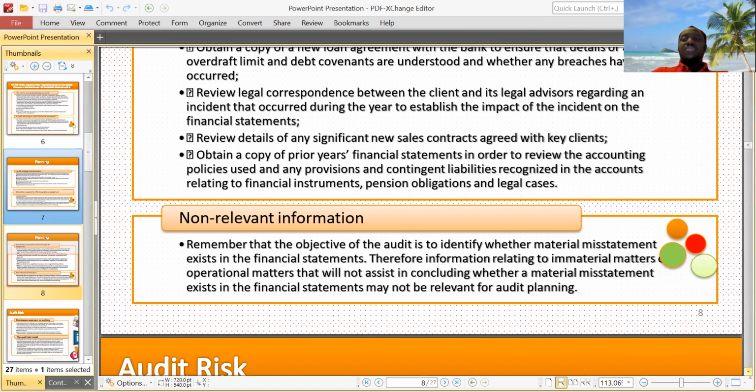Now, what do we refer to as non-relevant information? Remember that materiality is key when it comes to audit. We said that the objective of the audit is to identify whether material misstatements exist in the financial statement. Therefore, information that relates to immaterial matters that will not assist in concluding whether a material misstatement exists may not be relevant for audit planning. So here we are looking at material things that have an ability to influence the decision of users. If it's not material, we do not necessarily focus on it.